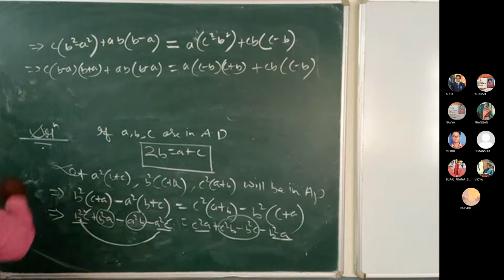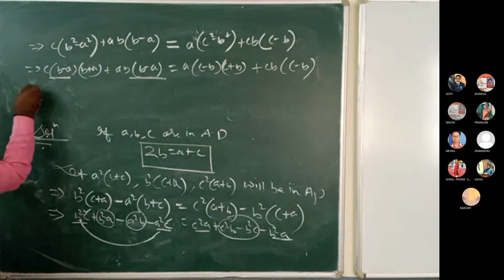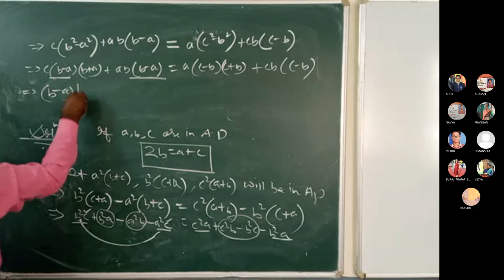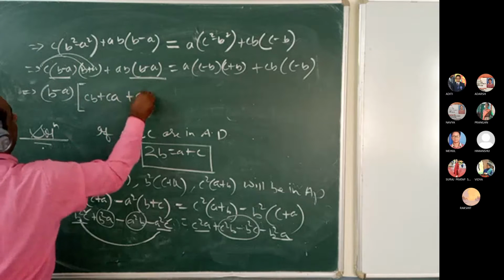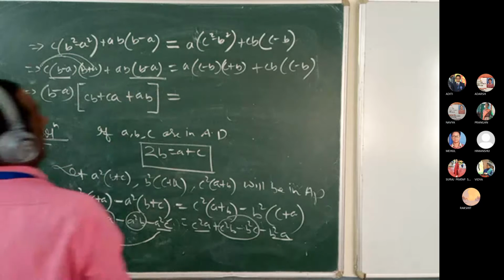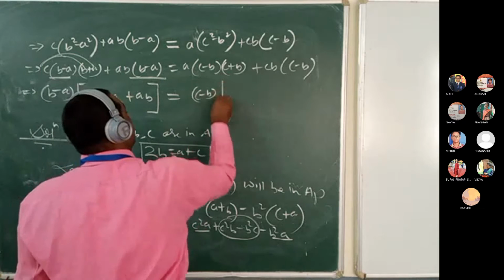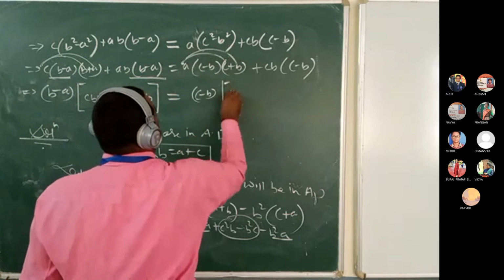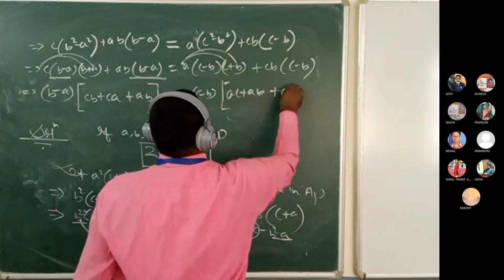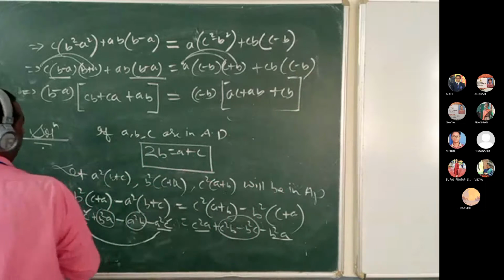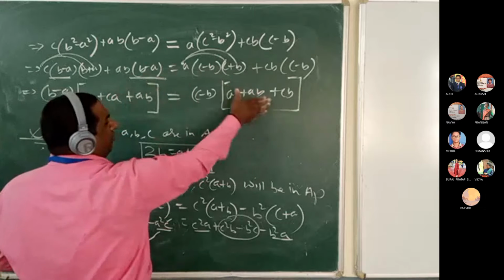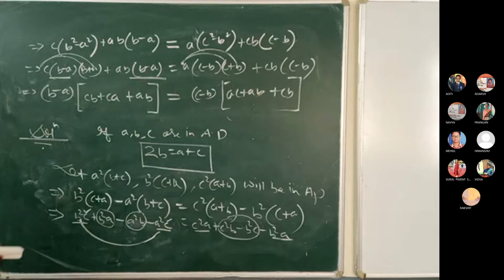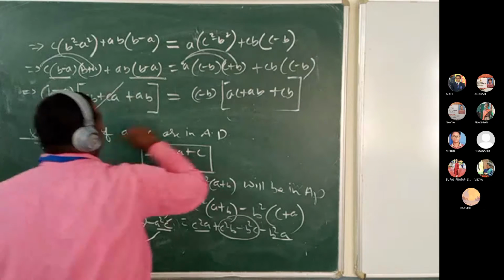Now see, in LHS, B minus A is common. So take B minus A as common, so we are getting CB, CA plus AB. Now again take C minus B as common, so we are getting AC plus AB plus CB. So what we are observing in both sides, AB plus BC plus CA is common? Yes or no? Yes, sir. In both sides, AB plus BC plus CA is common. So this term cancels out.